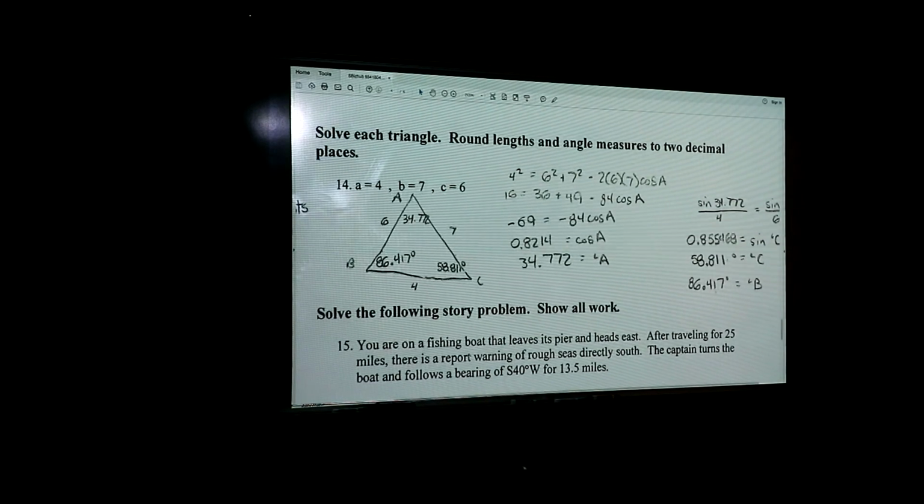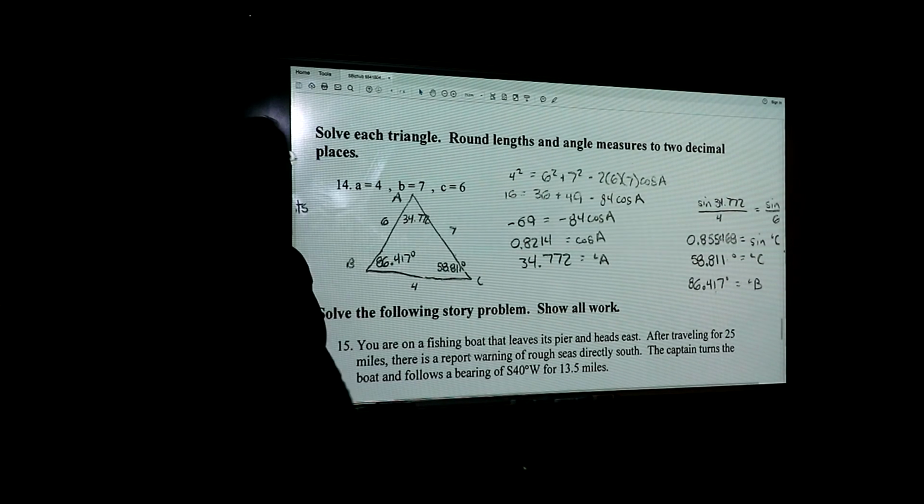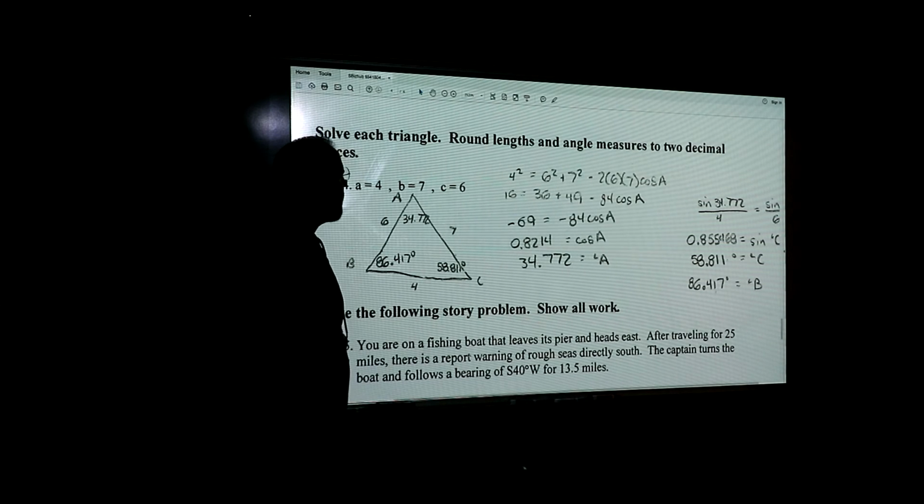So you're probably seeing a lot of that, because I think a lot of people had the 58 on the top. It was a stupid mistake, so I went back and fixed that.